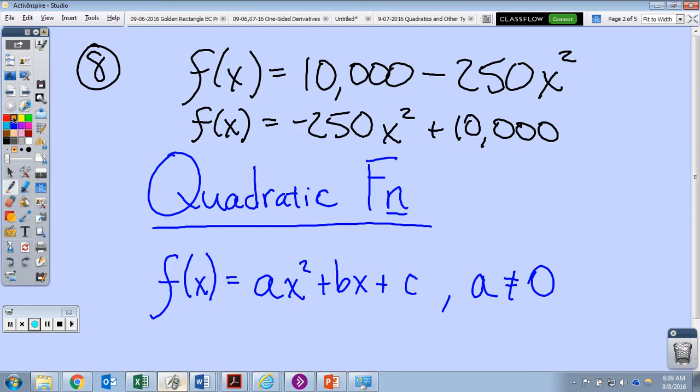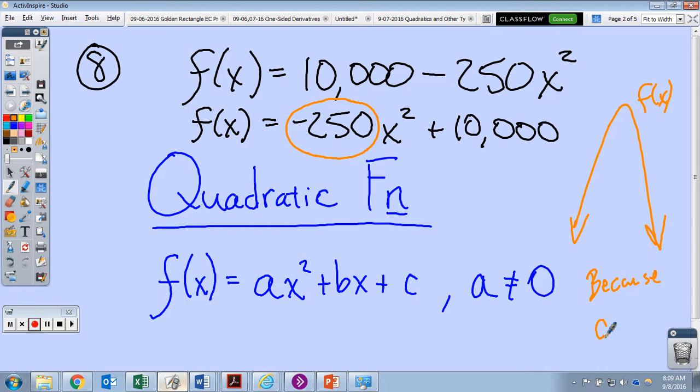The reason is very simple. When your A coefficient is negative, it's concave down. So this guy here tells me that it's concave down. So I know it's this. I know this is what the function f of x would look like. And I'll put it because A was less than 0. Because A is less than 0. Okay?